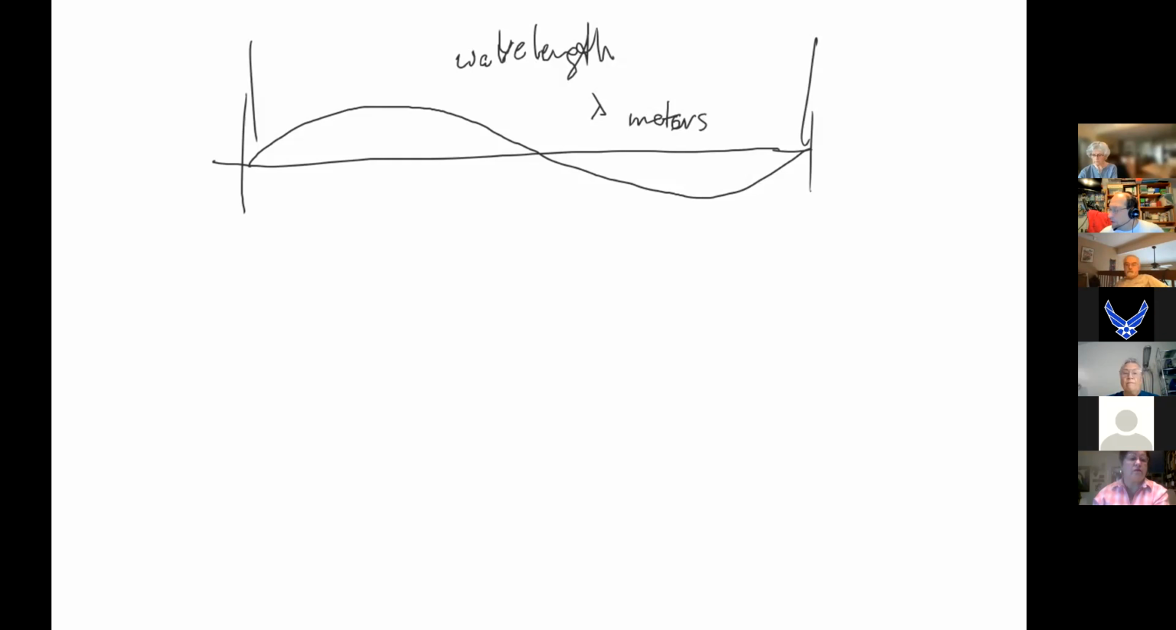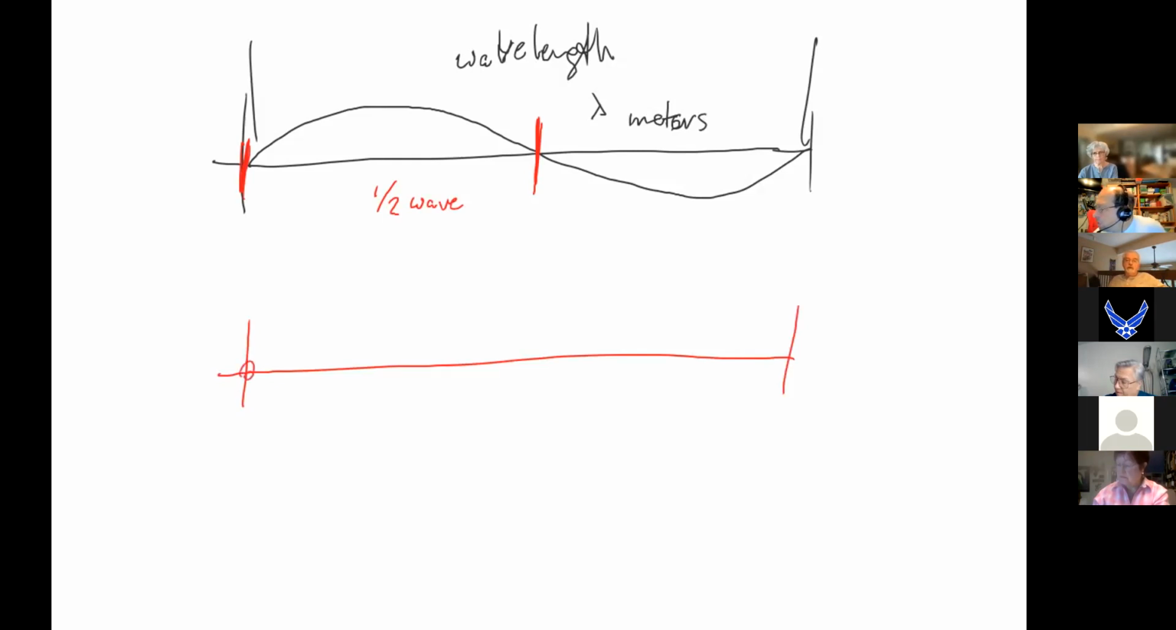So there are a couple of different antennas that we like to use. What we're going to do is take this and cut it in half. That is a half wave. So I'm going to ask a very important question. If this is a piece of wire and it's a half wavelength long, and I have a current flowing, what is the current at this end of the wire and at this end of the wire?